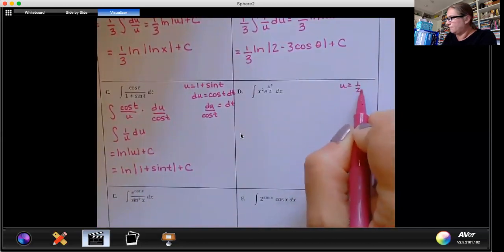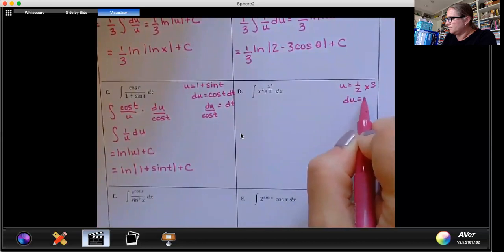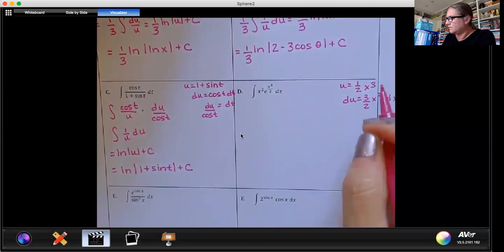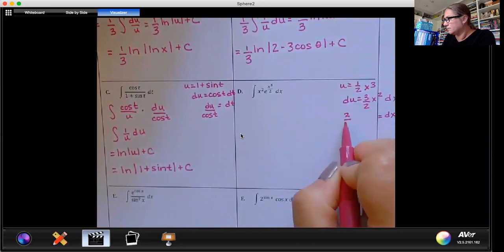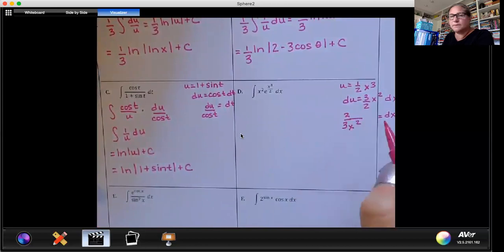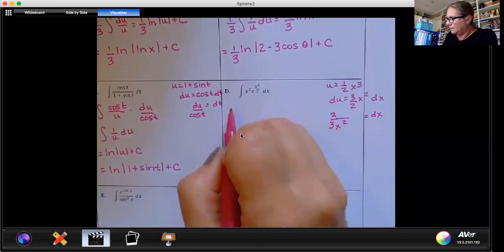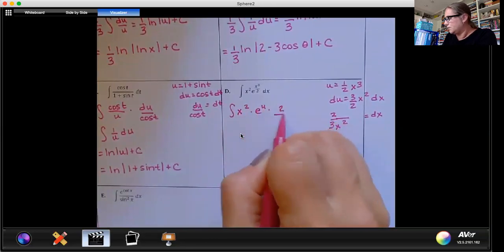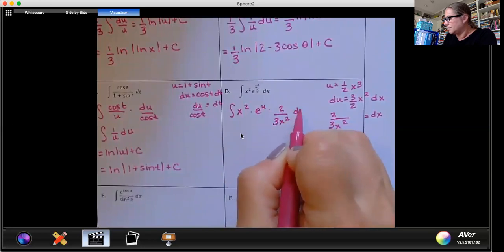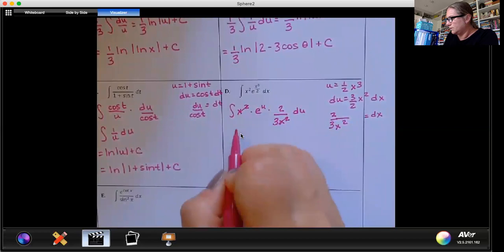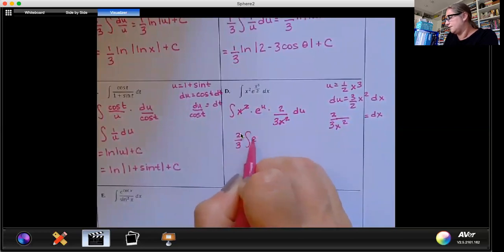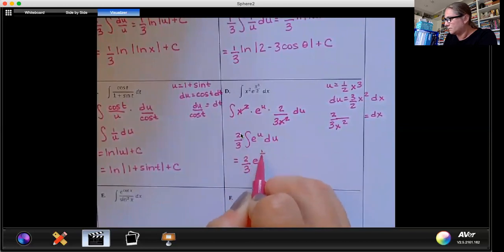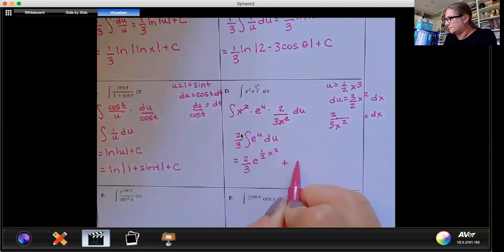u is 1/2 x cubed, du is 3/2 x squared dx. So dx, you're going to multiply by the reciprocal, and the x squared you're dividing by, so it goes on the bottom. So antiderivative of x squared times e to the u times 2 over 3x squared du. The x squareds cancel. 2/3 antiderivative e to the u du is 2/3 e to the u plus c.